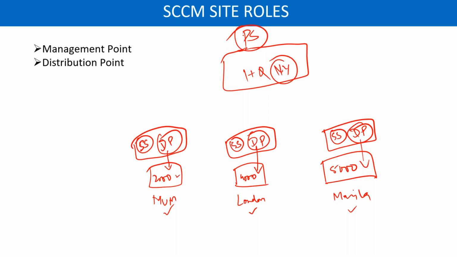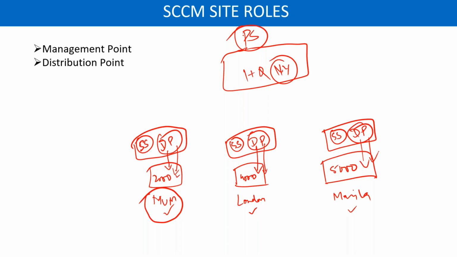Understood? Just like I have my bank account in SBI, for example, in Bihar, and tomorrow I go back to Mumbai. I don't have to come back to Bihar in order to do a transaction. I can go to the nearby state bank and do the transaction. Similarly, the computers in Mumbai don't have to go to New York. They can download the content from here. London will download content from here and Manila will download the content from here.